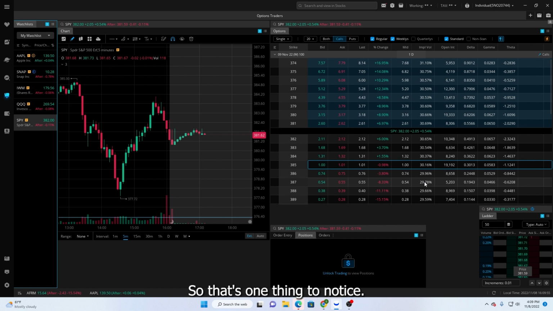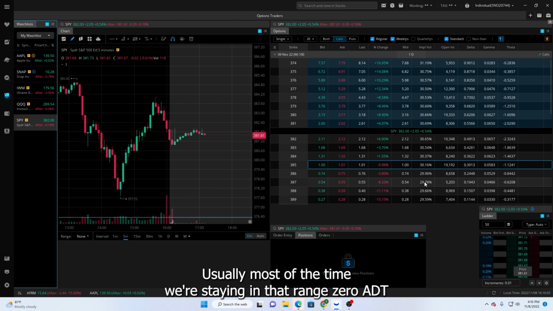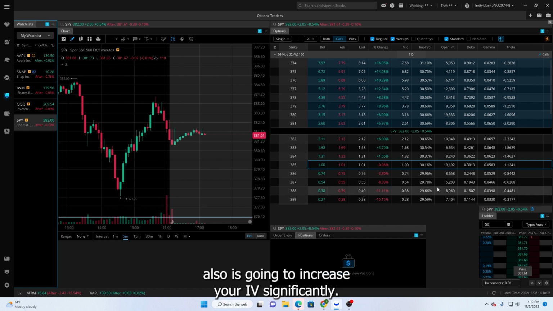So that's one thing to notice. But when I'm looking for IV, I'm looking for, you know, on SPY, I'm looking from like 30 to 40% usually. Most of the time we're staying in that range. Zero DTE also is going to increase your IV significantly.